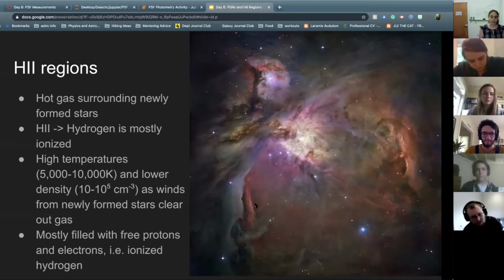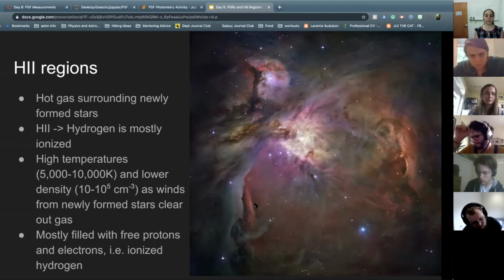H2 regions will have very high temperatures, so there'll be some of the highest temperatures in galaxies outside of the coronal gas in the halo, with temperatures ranging from 5,000 to 10,000 Kelvin. They also have slightly lower densities than some other places. So when I say density, I'm almost always going to be referring to a number density, so particles per area.